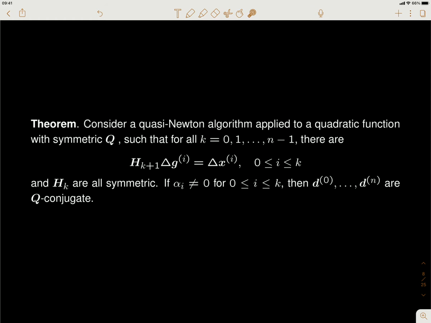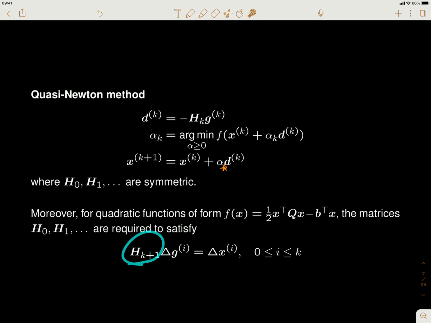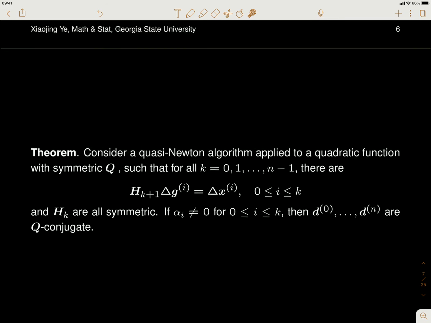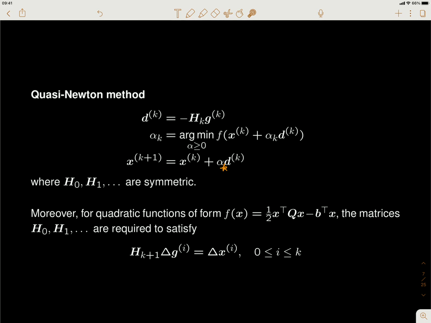Now, before we actually dig into a specific choice of the H matrix, or how we choose this H matrix, let's first consider a property of the Quasi-Newton method. Suppose this property holds in the Quasi-Newton method. What we'll get is a very nice property. So in summary, if we can guarantee this property of the H, these dk vectors are actually Q conjugate to each other.